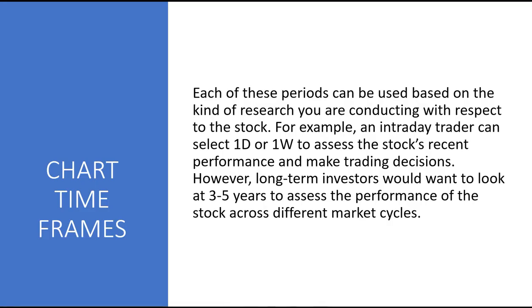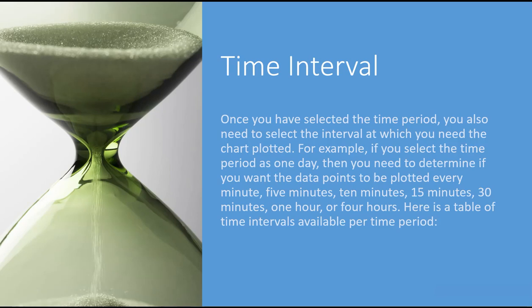Each of these periods can be used based on the kind of research you are conducting with respect to the stock or the Forex pair or the cryptocurrency. For example, an intraday trader can select 1 day or 1 week to assess the stock's recent performance and make trading decisions. However, long-term traders would want to look at 3 to 5 years to assess performance of a stock over different market cycles.